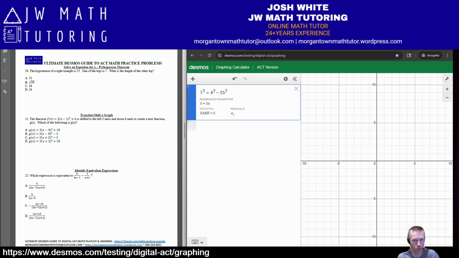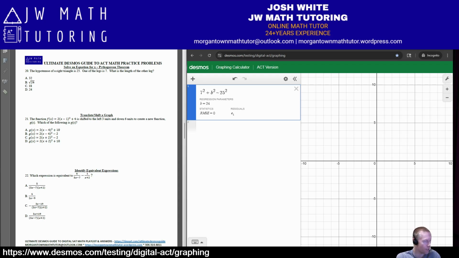You don't need to do any other work. You don't need to square both numbers and then subtract them over and then take the square root of that and then possibly simplify that square root or anything. That's it. So the answer is 24. It's letter D.